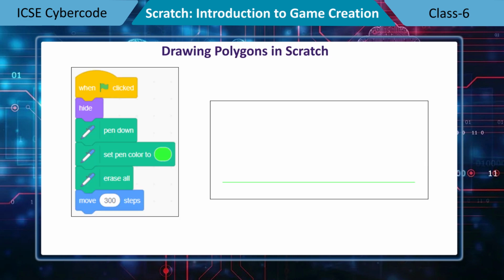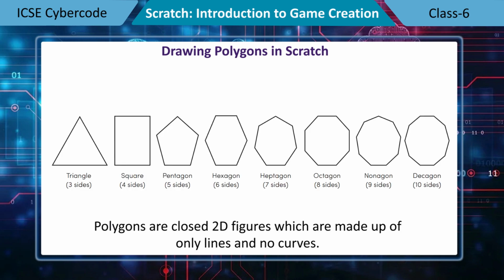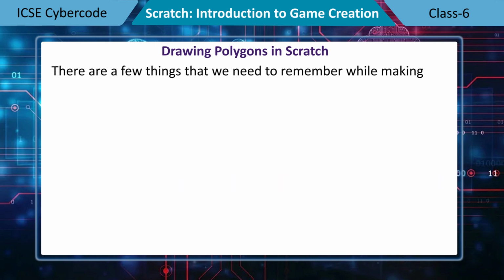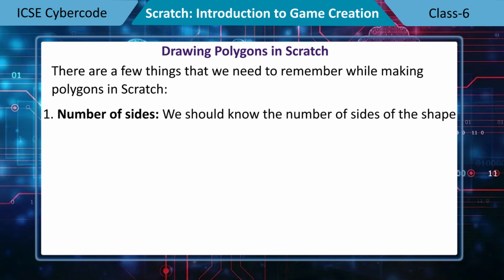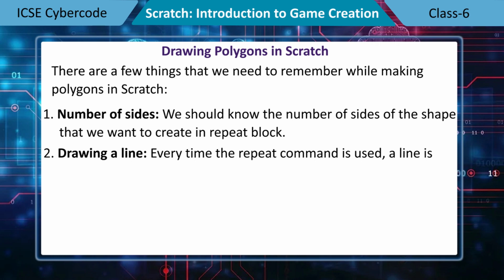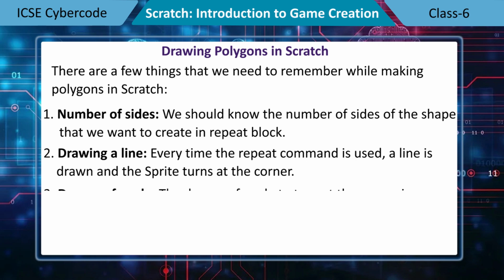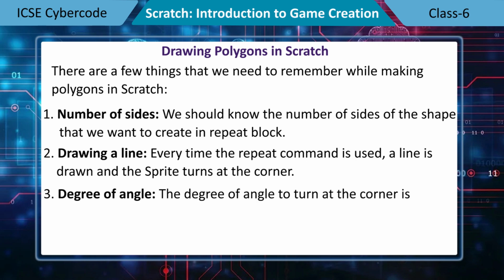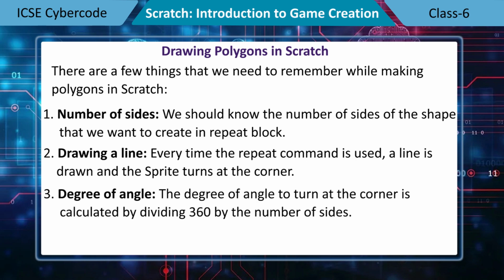Drawing polygons in Scratch. Polygons are closed 2D figures which are made up of only lines and no curves. There are a few things that we need to remember while making polygons in Scratch. Number of sides. We should know the number of sides of the shape that we want to create in the repeat block. Drawing a line. Every time the repeat command is used, a line is drawn and the sprite turns at the corner. Degree of angle. The degree of angle to turn at the corner is calculated by dividing 360 by the number of sides.